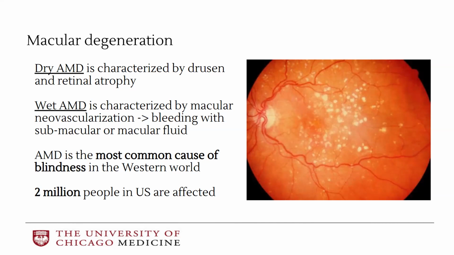Wet macular degeneration can have those same features as dry AMD, but there's also some fluid. Basically, there's some bleeding that causes some blood to accumulate either under the retina or in the retina.